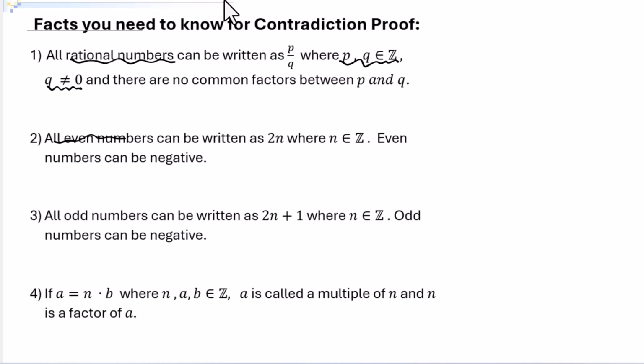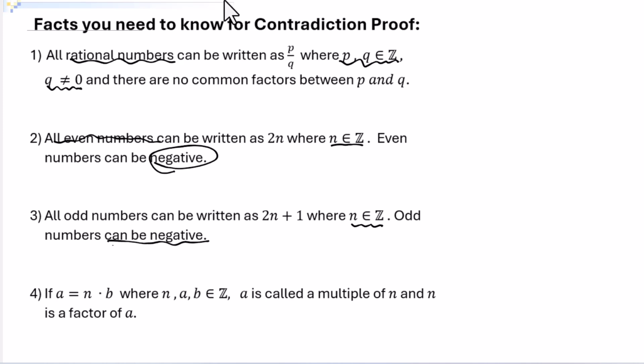All even numbers can be written as 2 times n, where n is an integer. Even numbers can be negative numbers. All odd numbers can be written as 2n plus 1, where n is an integer. Odd numbers can be negative.